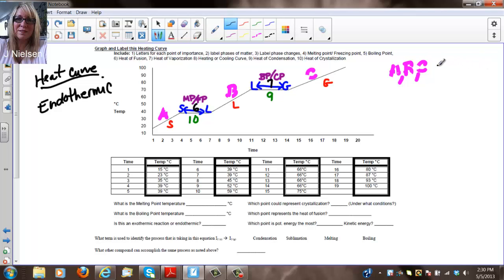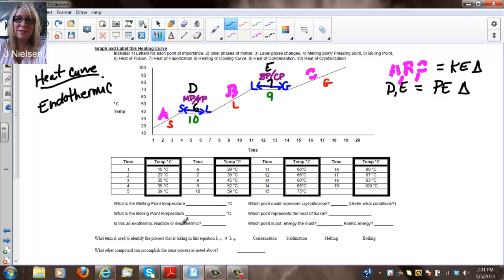Okay, this is where kinetic energy is changing. Kinetic energy only changes when temperature changes. And then I'm just going to label these regular. We're going to label this plateau D and E. And D and E is where potential energy is changing. So potential energy changes at the plateau where temperature is constant, and kinetic energy changes when temperature is changing.